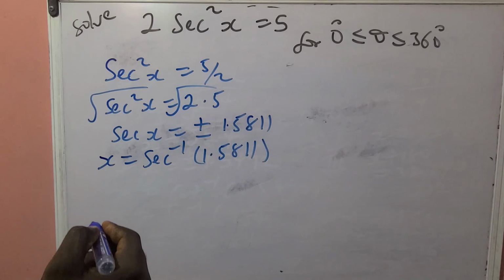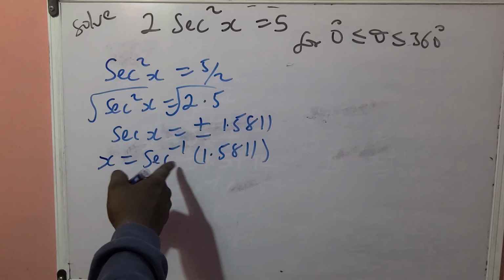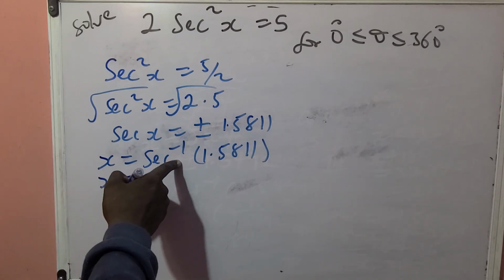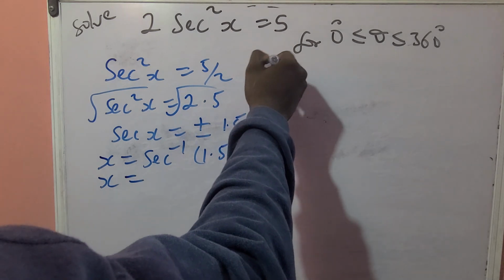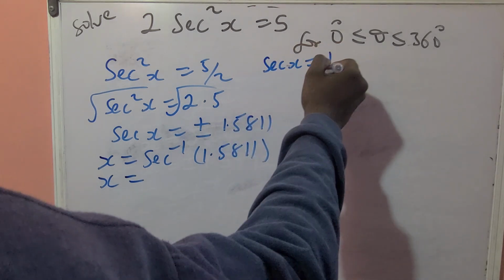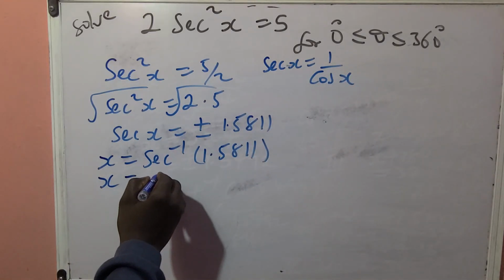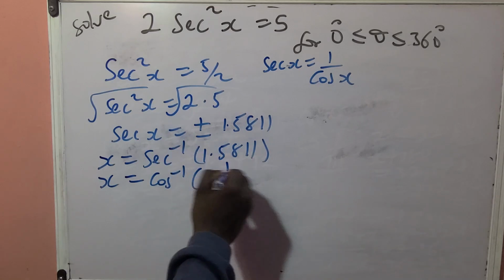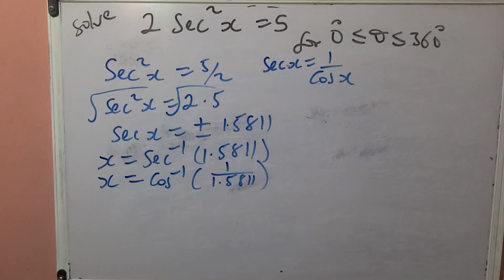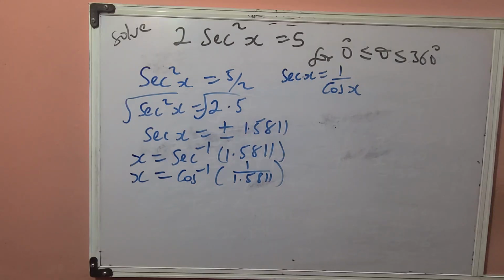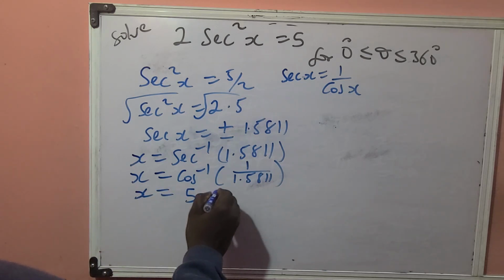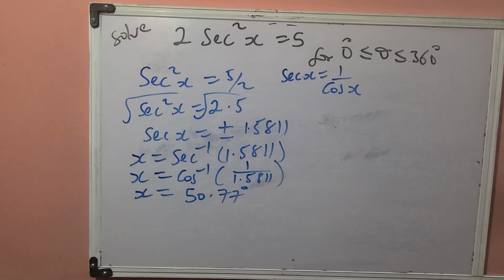As I said again, you don't have this on your calculator, so what you have to do is find your arccos. Sec x is actually 1 over cos x. So you go on to find the arccos of 1 over 1.5811. That's the way you solve it. If you do the arccos of what you have here, you will have x equal to 50.77 degrees.